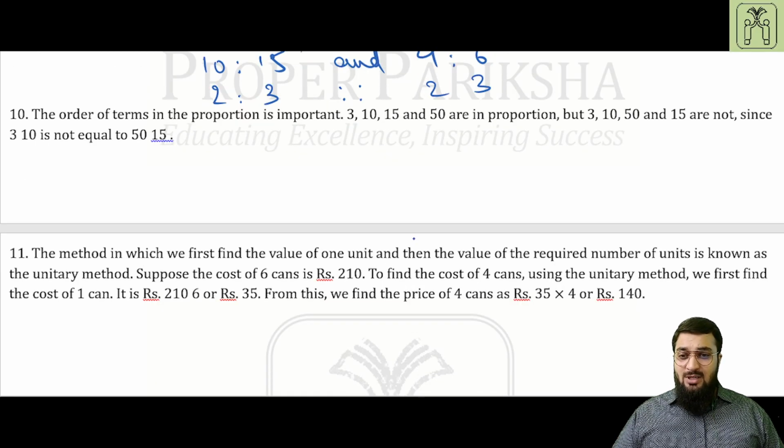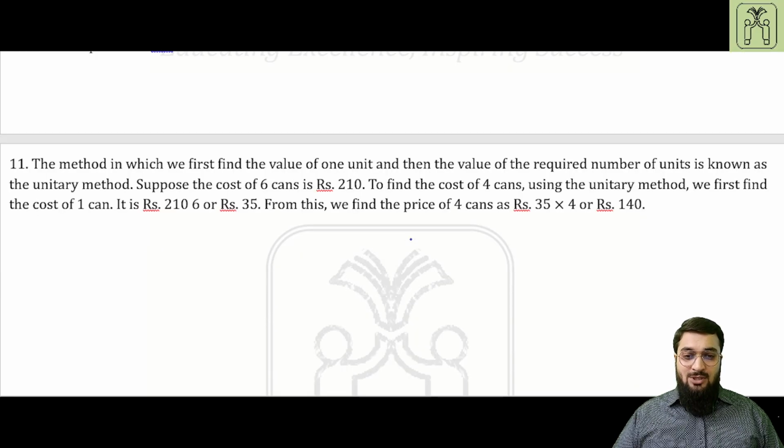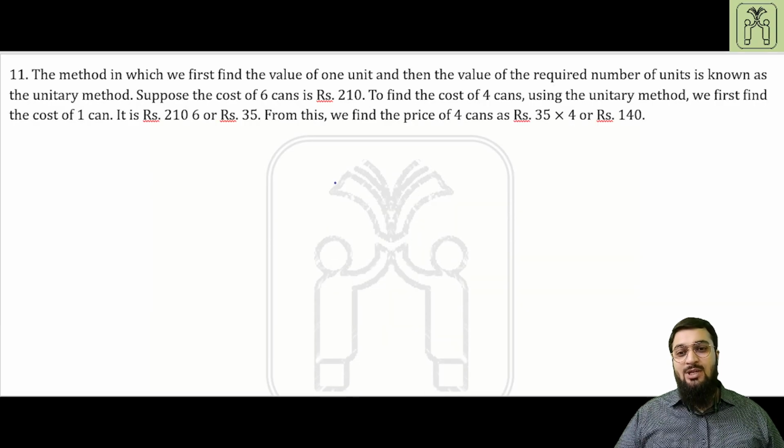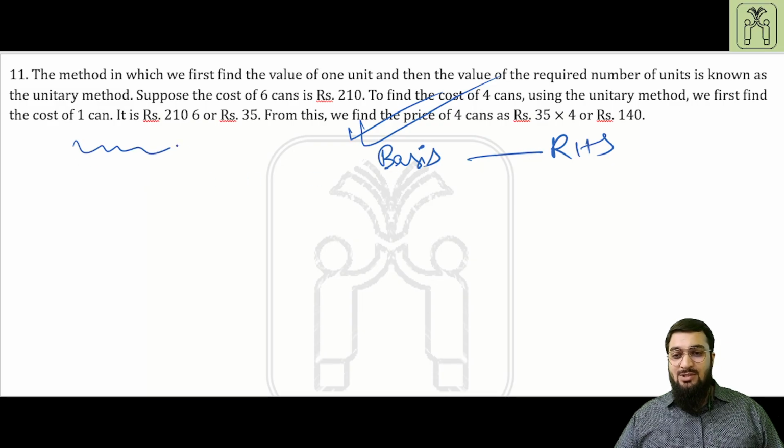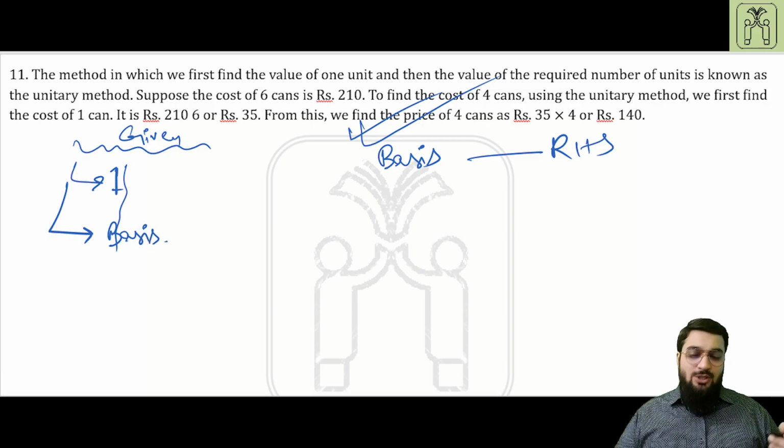The unitary method is one in which we first find the value of one unit. We have solved many questions with the unitary method and I hope that you will not be having any confusion with it. Only two things are to be made sure. First is that the thing which is to be found out will be on the RHS and the one which is the basis will be on the LHS, and after that the thing which is given will be written in the same order and you will get the answer by following two steps, making it one and then making it the basis, or whatever the question demands.